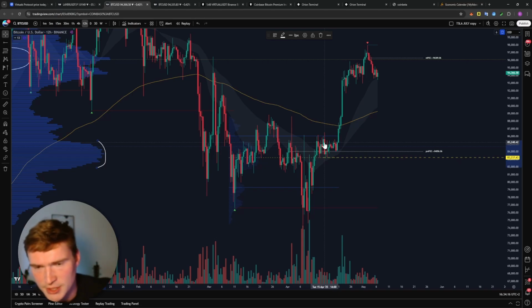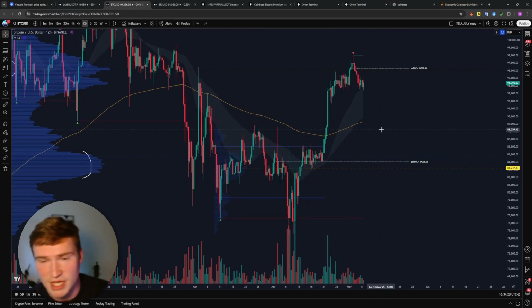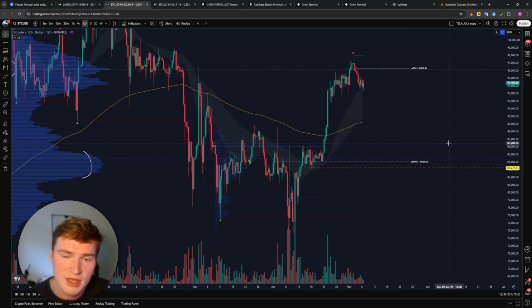But now the question, why is it important? All right, why is this area where the volume was highest important? And there's multiple reasons for that. First of all, it works as a bit of a magnet. Very often if we have these major POCs, so in this case, major POCs in my eyes are 96,000 and 83,000, normally they work as a bit of a magnet. So the price tends to shift between those POCs and the area around it.